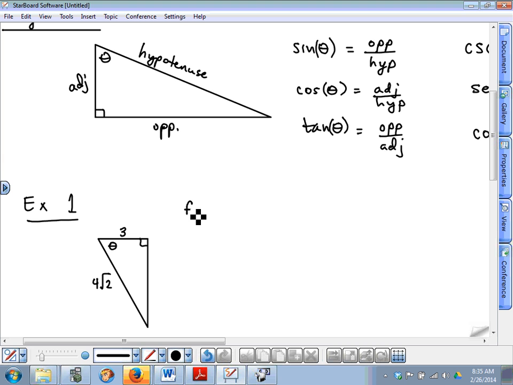Your task is to find or evaluate the six trig functions. Four square roots of 2 is the hypotenuse. So I want you to find sine, cosine, tangent, cosecant, secant, and cotangent for angle theta. Do you notice a problem? We're missing a side. Is that really a problem? Why do we need this side?